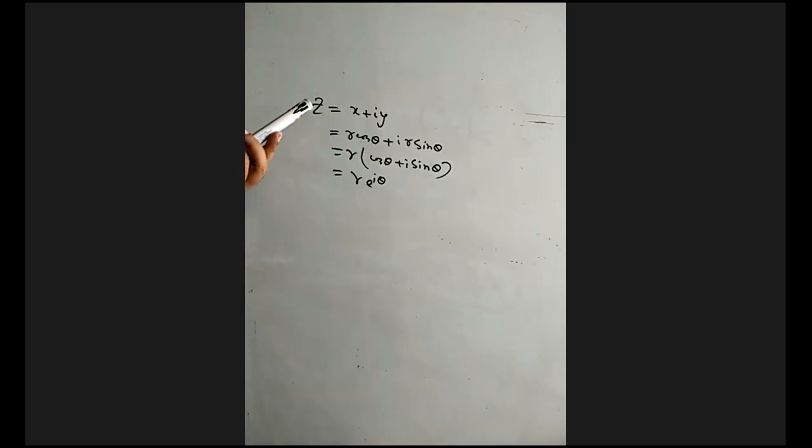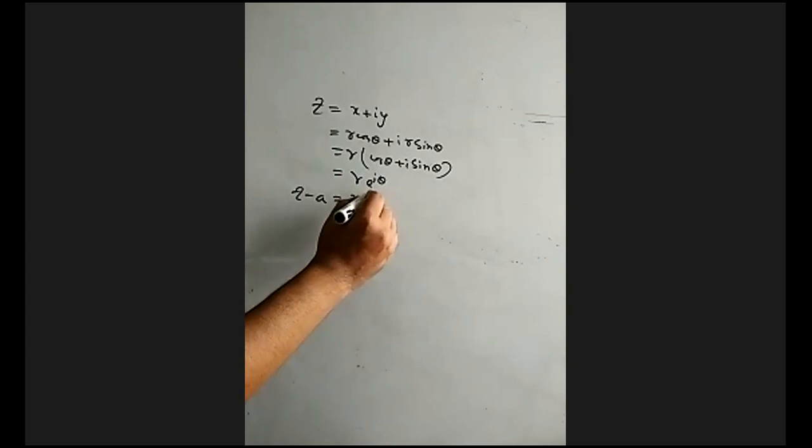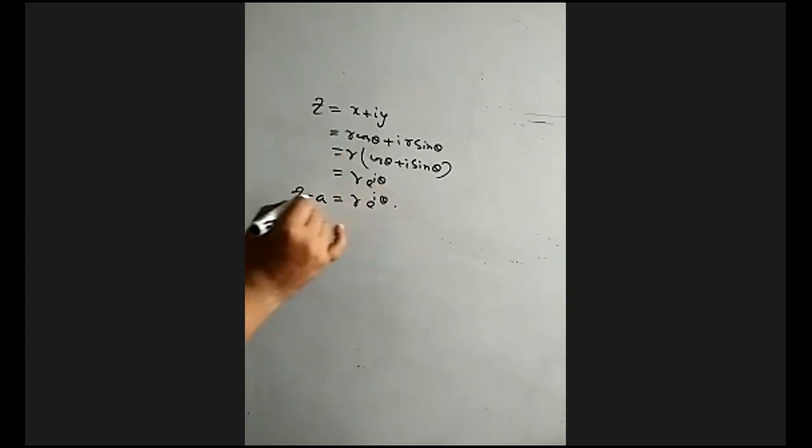So every complex number z can be represented in polar form as r into cos theta plus i sin theta, and r into e to the power i theta is the exponential form. So z minus a can also be represented as r into e to the power i theta. This is also a complex number or complex variable.